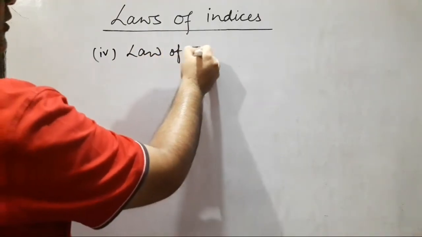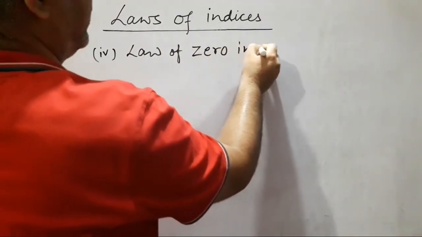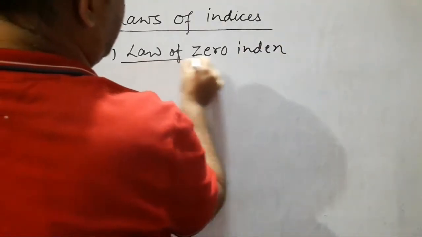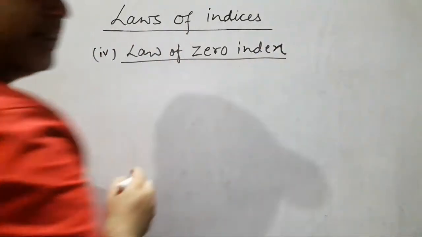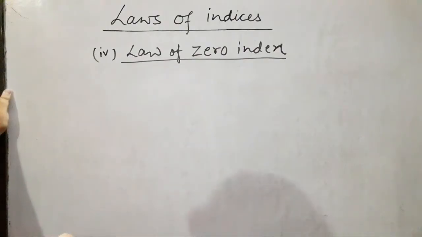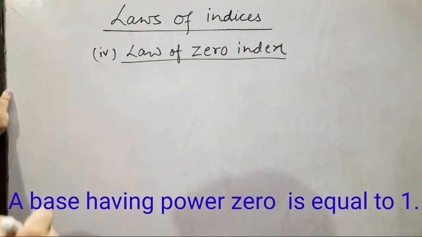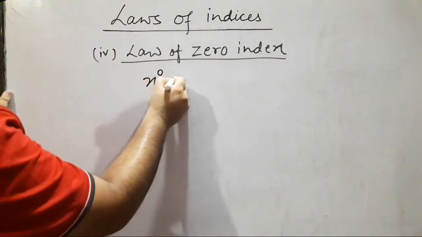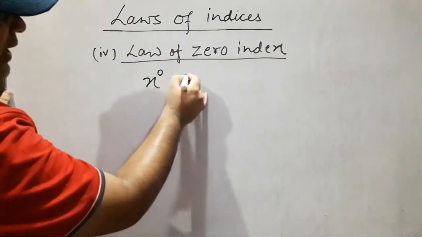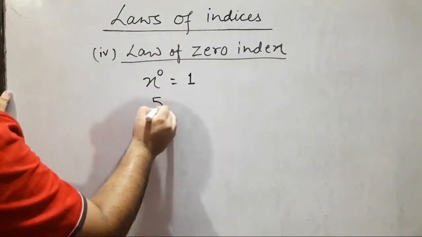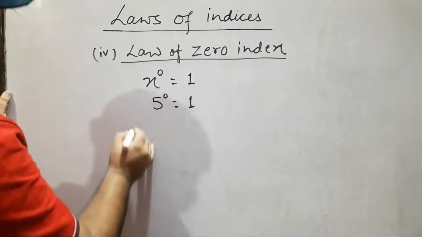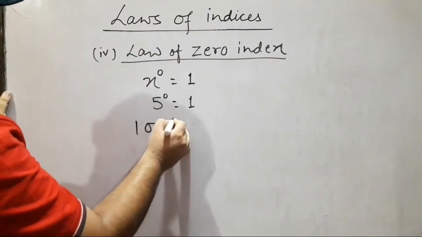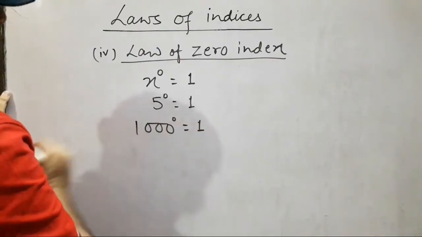Now the fourth law is the law of zero index. That is, what happens if the power is 0? Law of zero index states that a base having power 0 is equal to 1. That is, the whole value becomes 1. X power 0, we can write this whole value as 1. 5 power 0, 1. 1000 power 0 is also equal to 1.